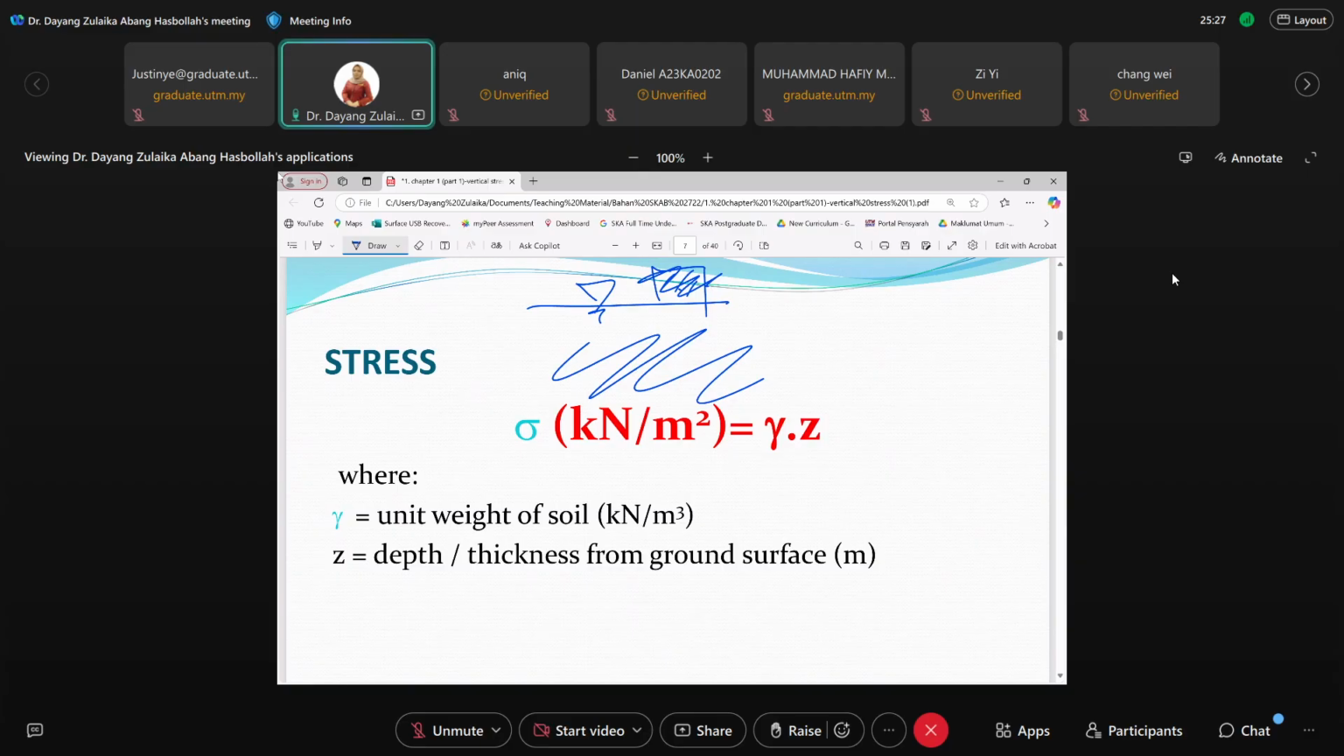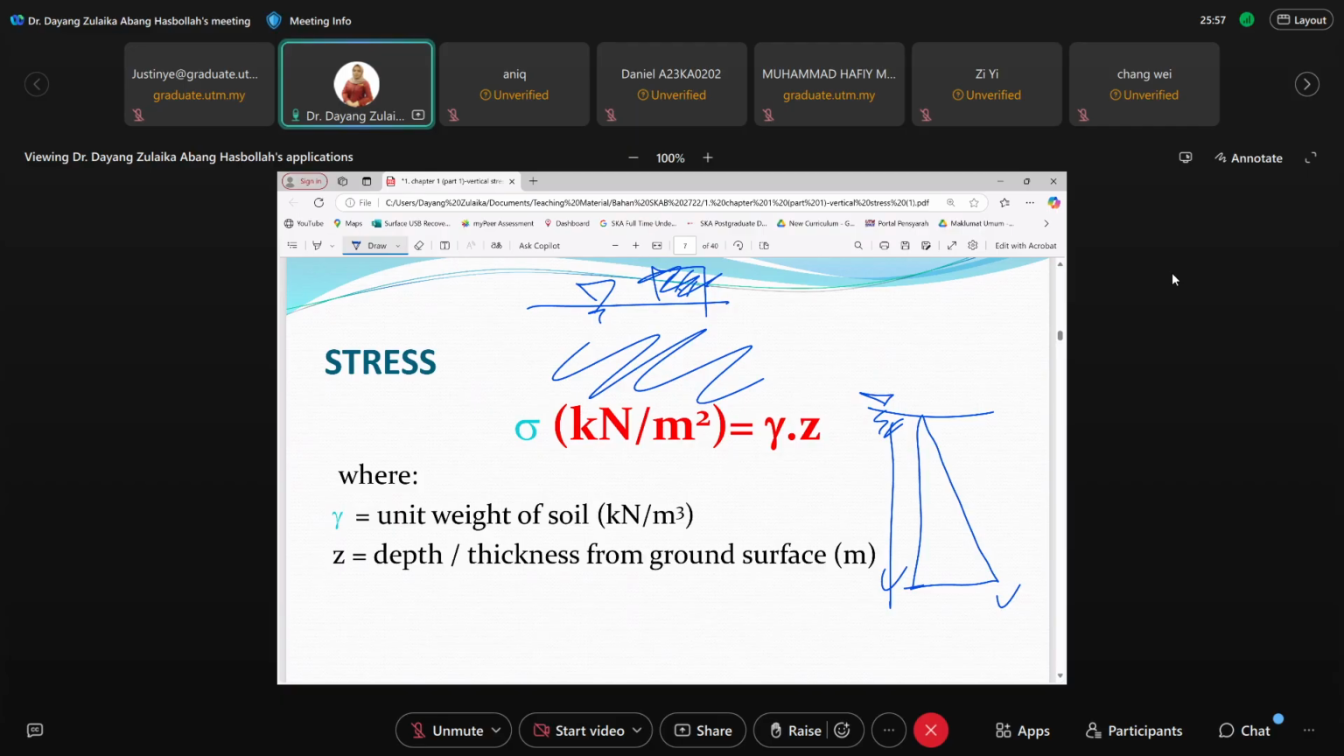So as we can see, the deeper it goes, the higher the stress will become. So let's say this is your surface, so your stress distribution would be like this. As it goes deeper, your stress will become higher. So this is the depth of the point of stress.